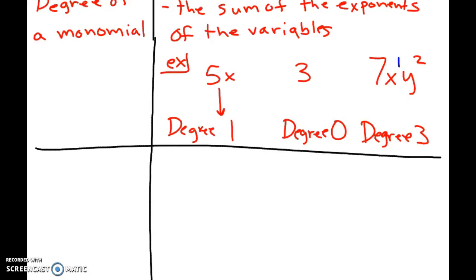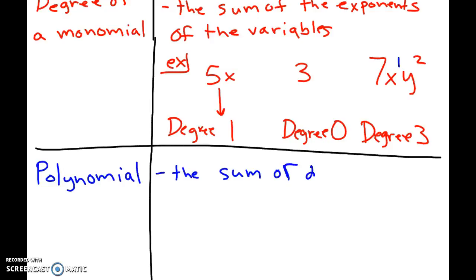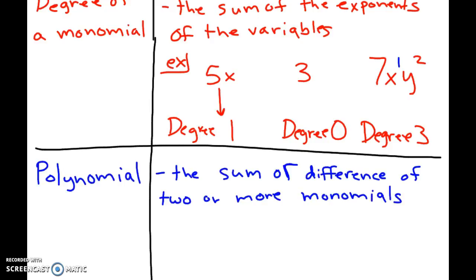We're going to have polynomial. Hopefully you can understand that mono means one, poly means many. So a polynomial means that we're going to have more than one monomial. The true definition would be the sum or difference of two or more monomials.